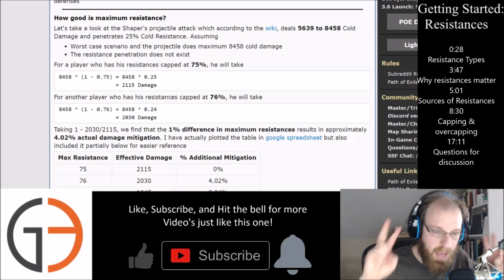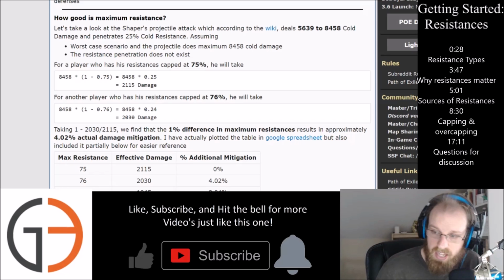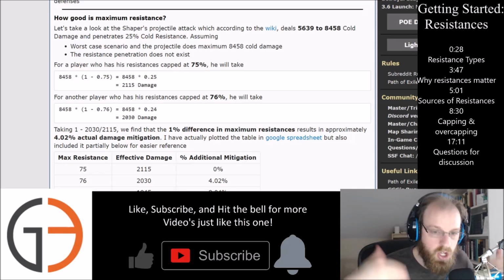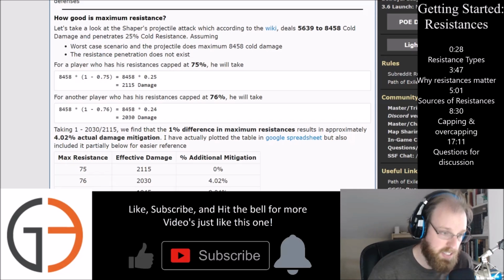So you might think of that cap at 75% as being a soft cap. It's a cap that is going to total all of your elemental resistances across the board, and then anything over 75 isn't going to count towards mitigating damage that hits you immediately.